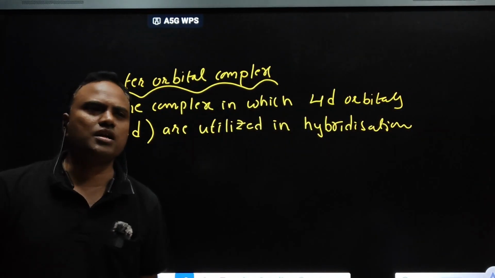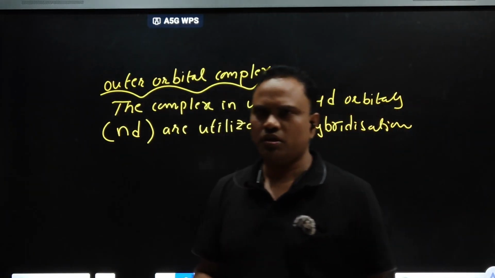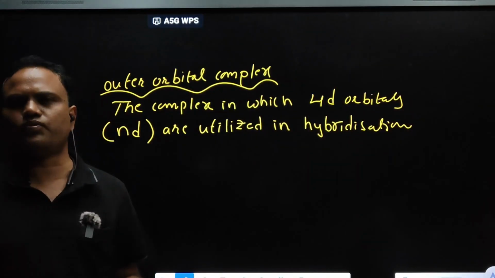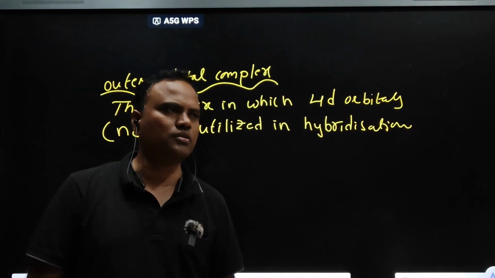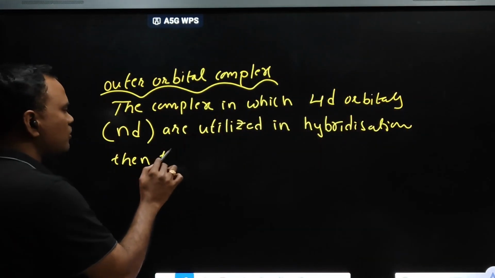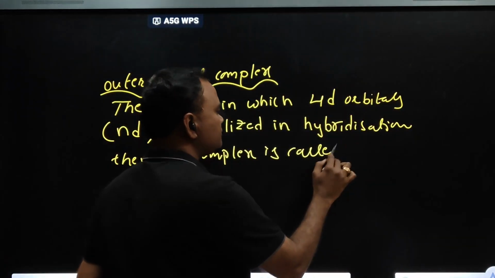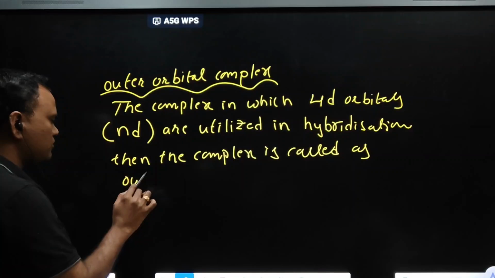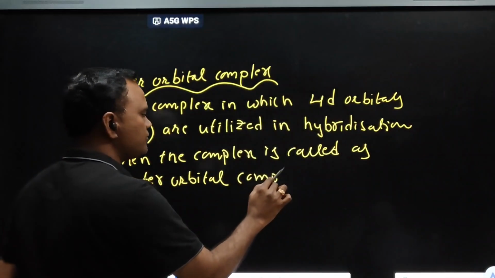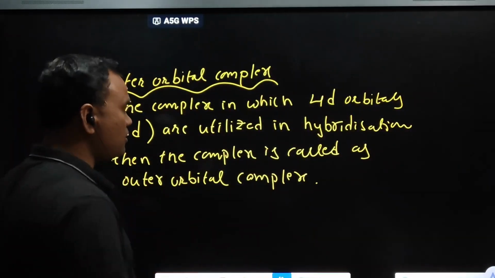Sir, I didn't understand this inner orbital, outer orbital. Just remember, during hybridization, if you used 4d, then that complex is called outer orbital complex. Inner orbital complex. Next, inner orbital complex.